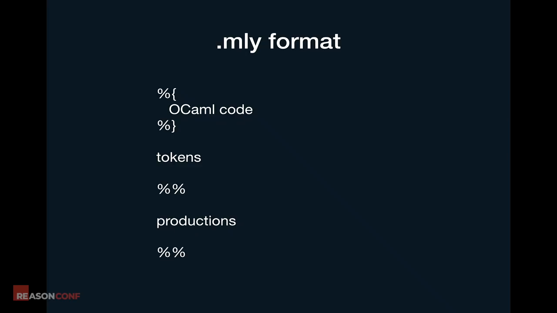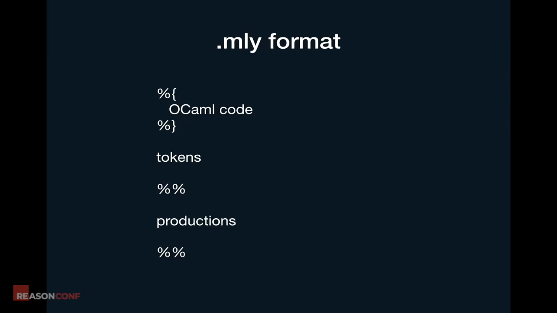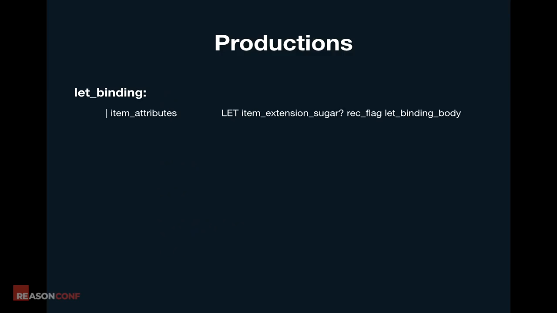So if you have the Reason parser or the OCaml parser, they both use this MLI format, which is basically three sections. Your first part here is your OCaml code, the second part are your tokens, and the third one, the most interesting one, is the productions. So here, like I just said, the possible combinations of your tokens are visible here. So how does that look?